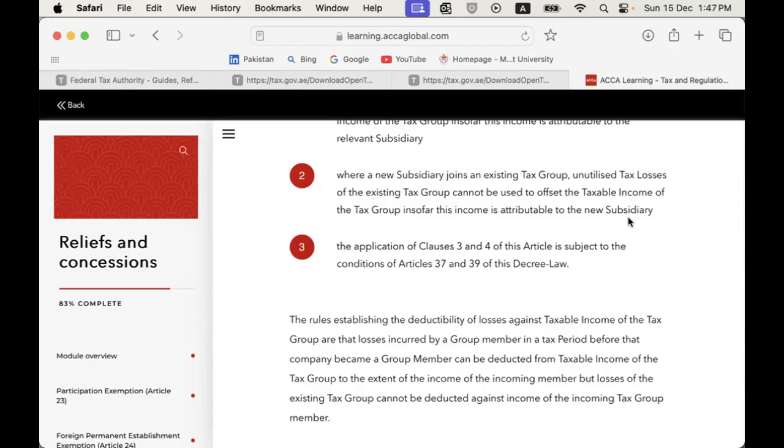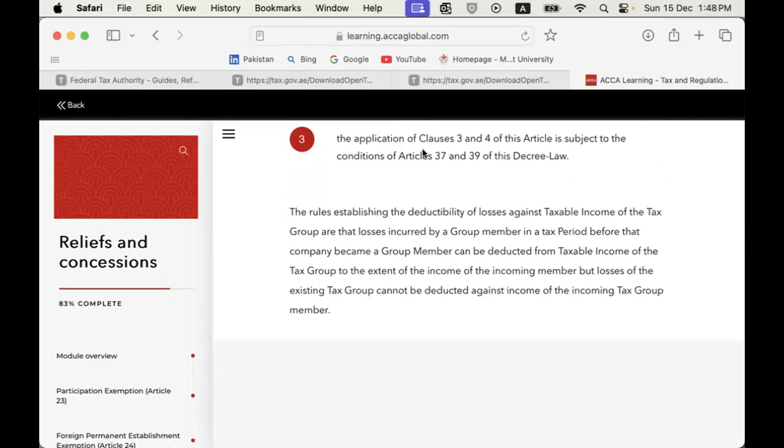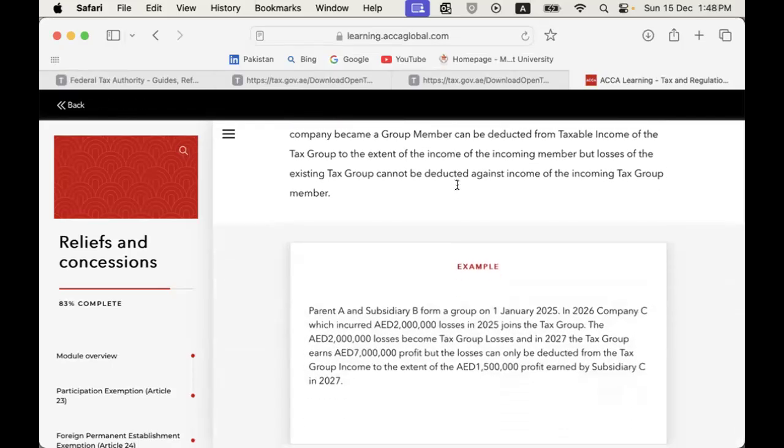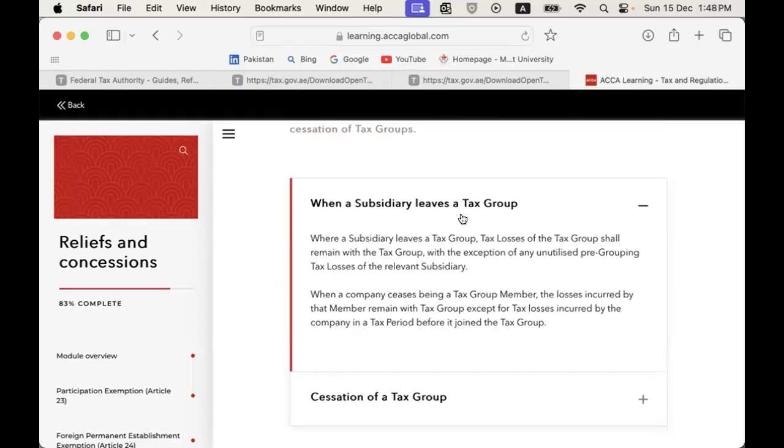For the new subsidiary, the income cannot be offset against the previous members' losses, or the losses of previous members cannot be offset against the income of the new subsidiary. Application of clause 3 and 4 of the article is subject to the conditions of Articles 37 to 39, which was, I think, transfer of tax losses. Okay, what else is there? I think this we have read.